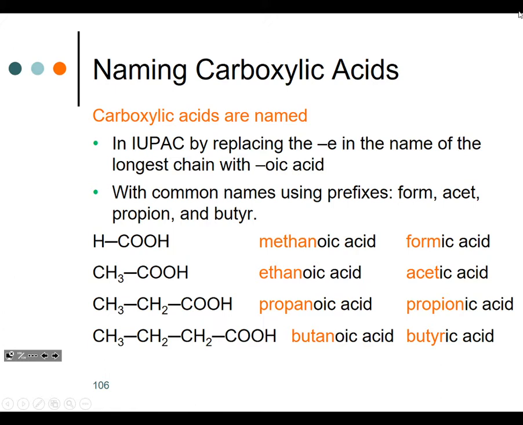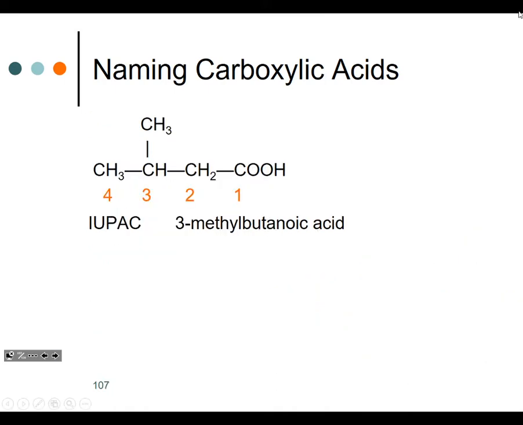All right, so I just told you we've seen them with these names. You're taking that E off like we always do, like methane, take the E off, and you're adding oic acid. We can use those common names: form, acet, propion, and butyr. We saw that a second ago. So you can see where they took that E off, oic acid. They did that for all of them: pentanoic, hexanoic, heptanoic acid. Or formic, acetic, propionic, or butyric, same thing.